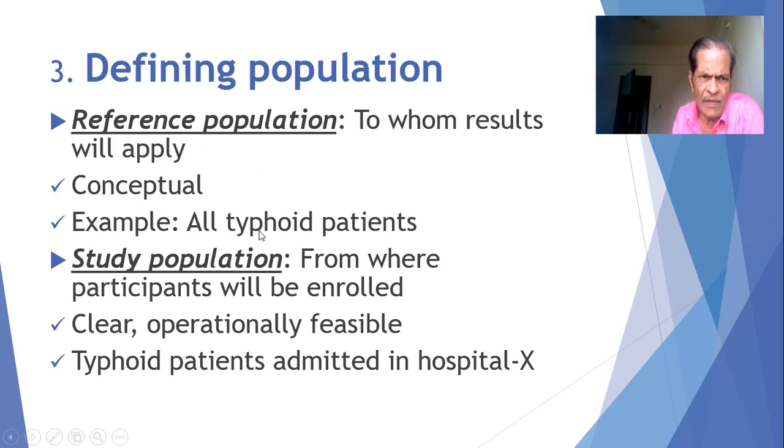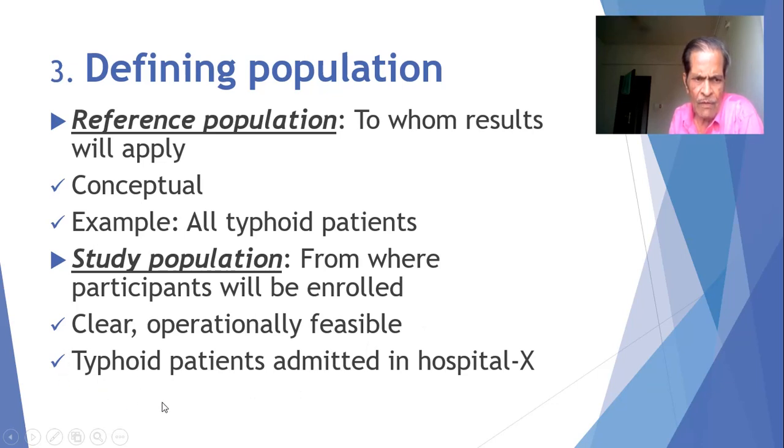This needs to be refined in the form of the study population. The study population is the population from where the participants will be enrolled. The study population is a clear, operationally feasible entity. So the study population is defined in such a way that it becomes clear and operationally feasible to say whether an individual belongs to the study population or not. That means whether the person is eligible to be included in the study or not.